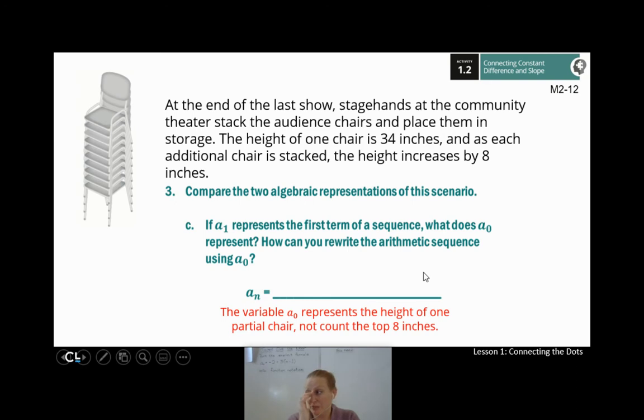So the variable a sub 0 represents the height of one partial chair. It just represents the height of that first chair, not counting the top 8 inches. So that would actually change our formula. If it was a sub 0, we would have a sub n equals a sub 0 plus d times n. And yeah, I know that seems weird. It is weird, so don't stress about it.